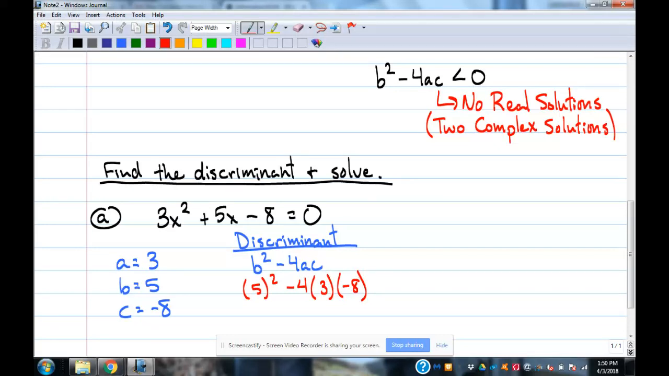Okay. So what's 5 squared? 25. And then we're multiplying -4 times 3, and then that answer times -8. So we're multiplying -4, 3, and -8. So that's going to be -12. What's -12 times -8? Well, negative times negative is going to be positive. 12 times 8 is 96. Good. And then we're going to add those two together. What's 25 plus 96?